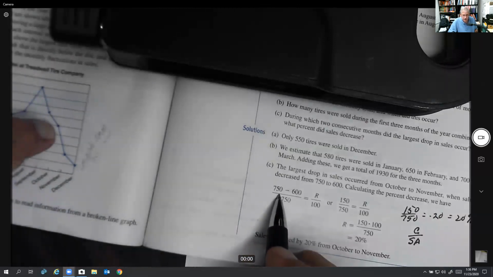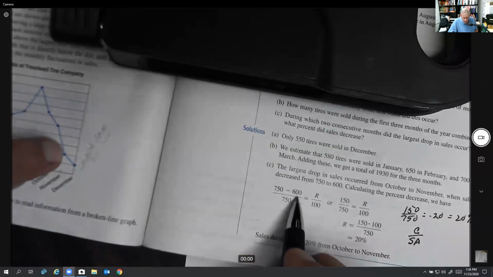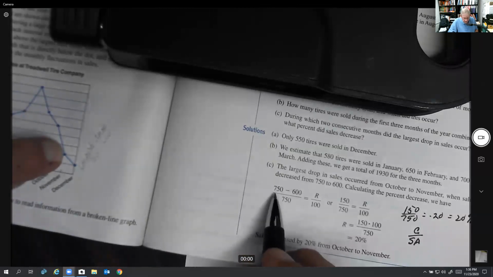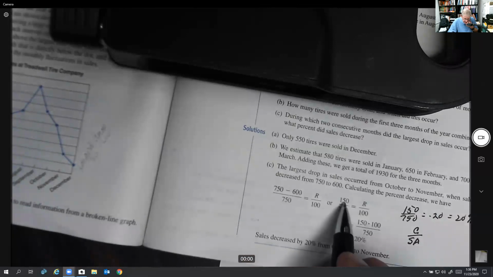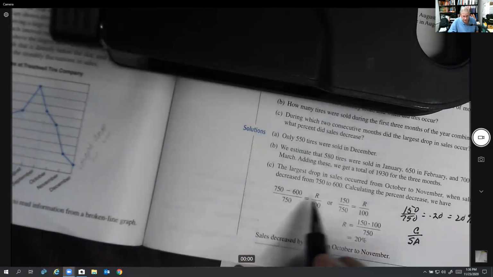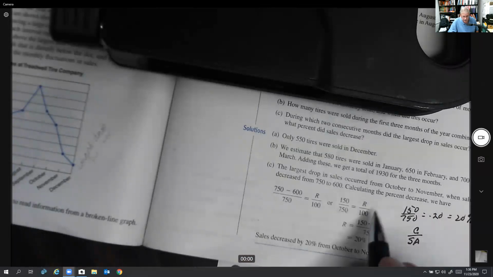So in October, they said there were 750 sold. And in November, there were only 600 sold. So the decline itself was 150. And they divided that, that's the change, by the starting amount, which was 750. Now they set it up as a proportion.